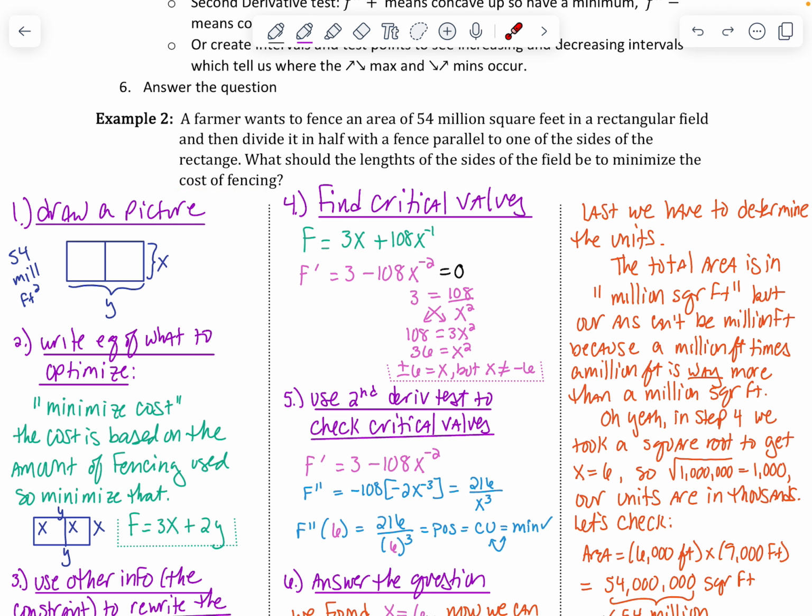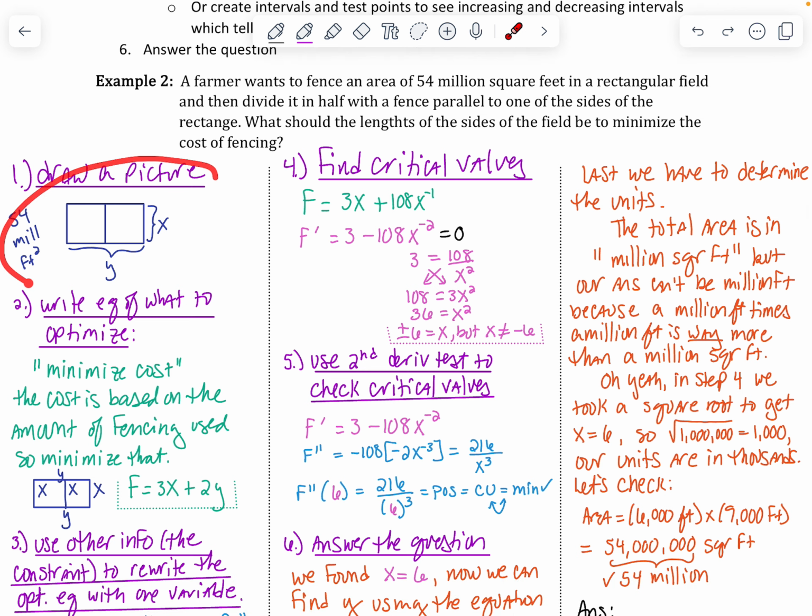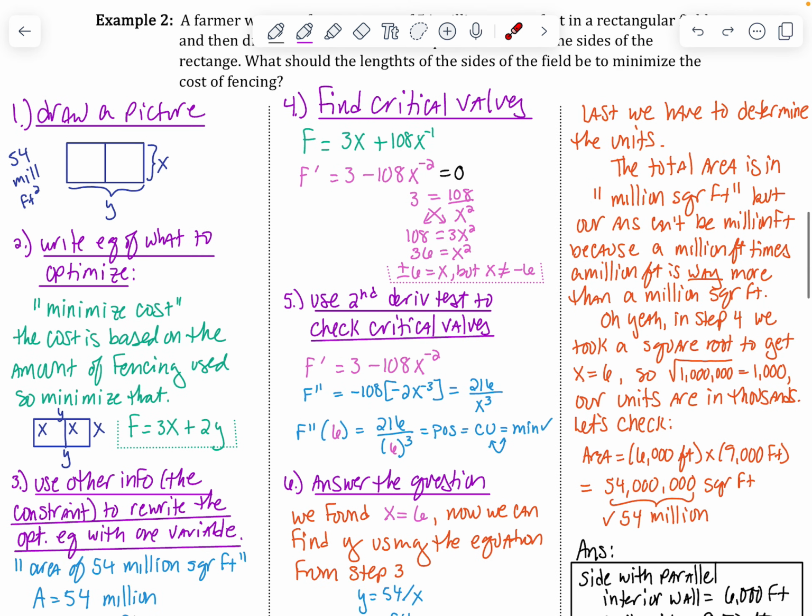We don't know how much the fencing costs, but when it comes to the fencing, don't forget we've got the 4 exterior sides and the 1 interior wall side, whatever you want to refer to it as. So even though we don't have the cost, the least amount of fencing you use would minimize your cost. So I drew a picture of a rectangle and stuck an X and a Y on, sides that come together at a corner. Whichever you draw is fine.